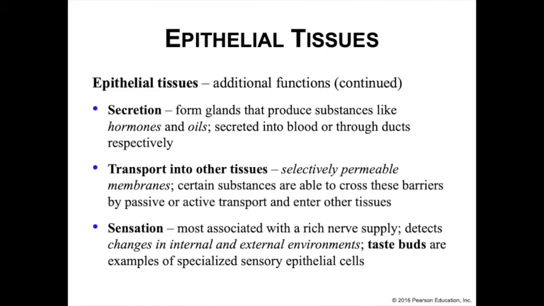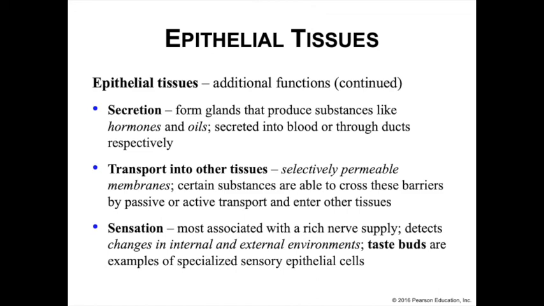Transport into other tissues. So selectively permeable membranes, that is mainly being made up of epithelial tissue. Since it's the covers or the linings of things, this epithelial tissue is going to get to decide what comes in and what goes out. So it acts a lot in transport in and out of different tissues.